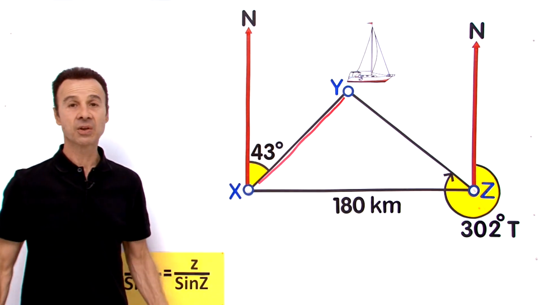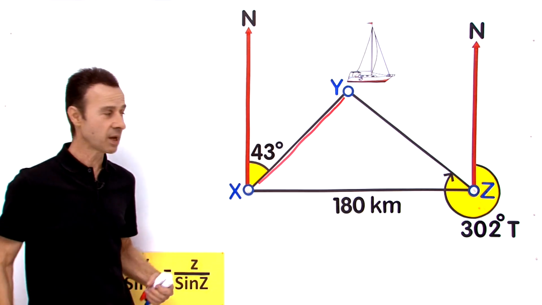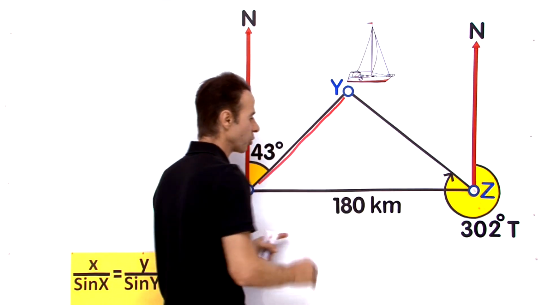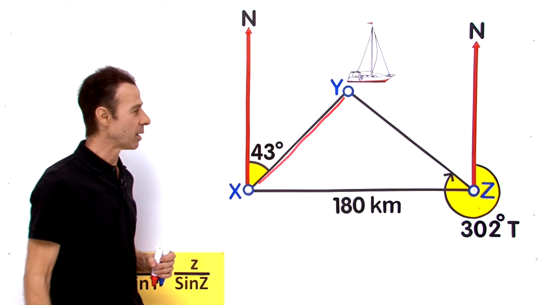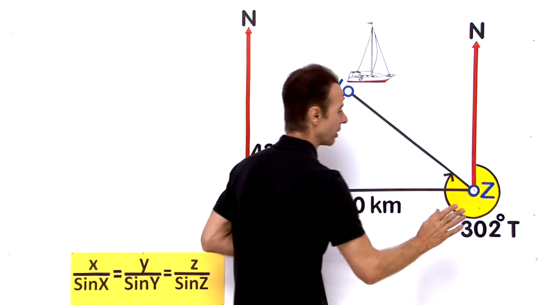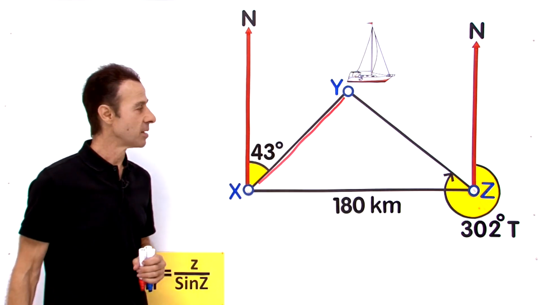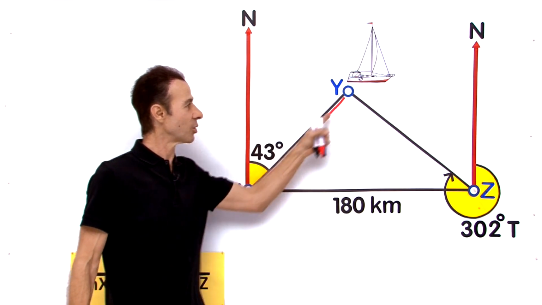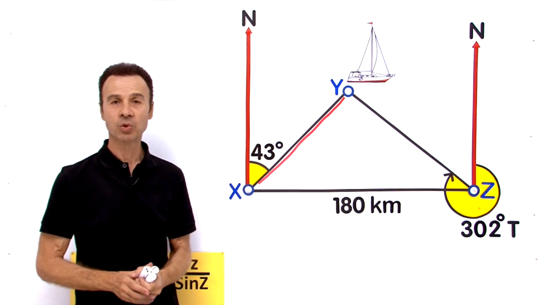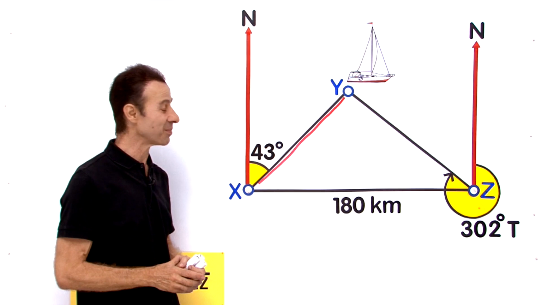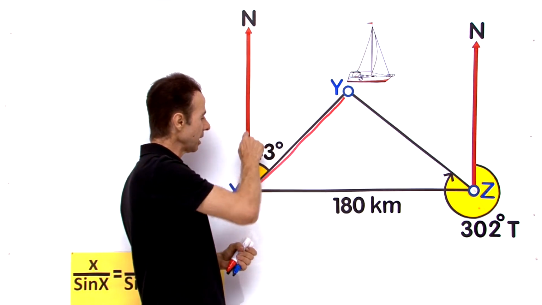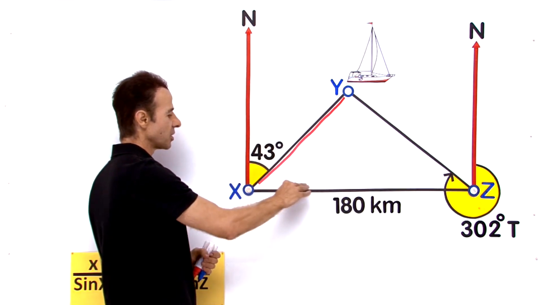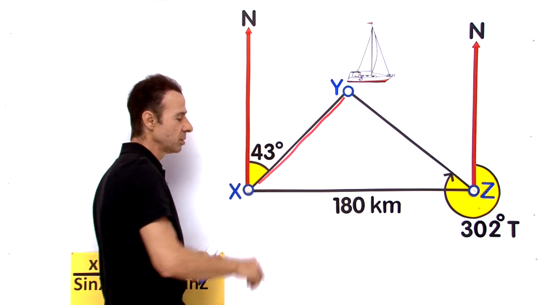So let's find that. The first thing we want to do is mark up what we do have. We have this triangle here, and we have the distance between it of 180 kilometers. Now we have bearings of 43 degrees and 302 degrees true north respectively. If we want to find this distance here, we need to find some internal angle so we can use some sort of trigonometry to work that out. So let's see if we can find some internal angles. Well, we got here a right angle. It's a right angle because we know that Z is east of X. So if it's east and that's north, that's going to be a right angle, 90 degrees.